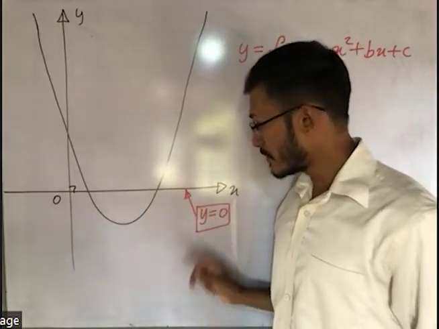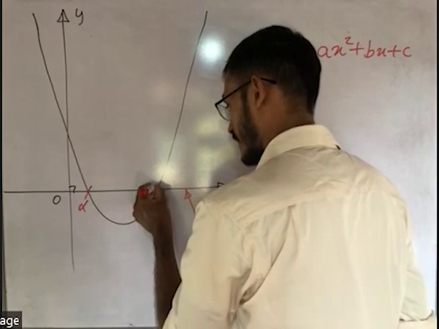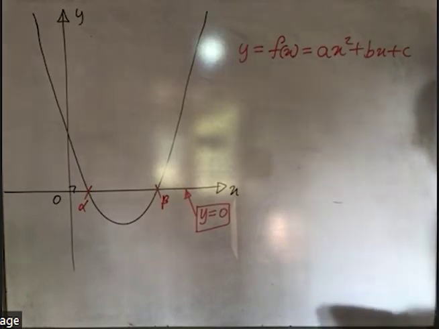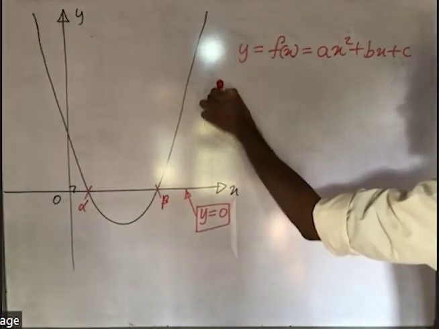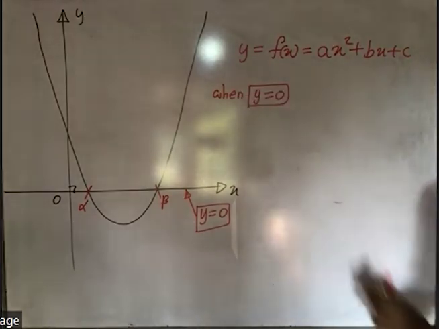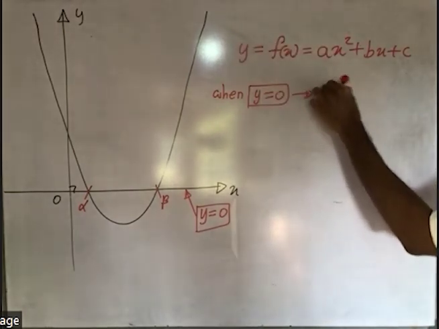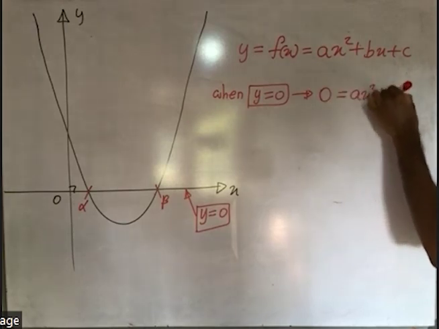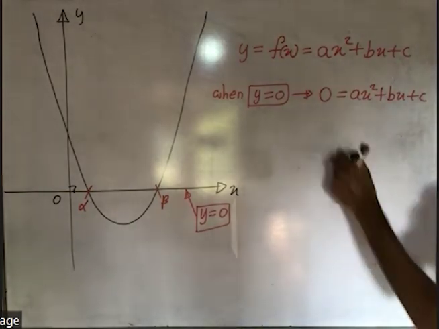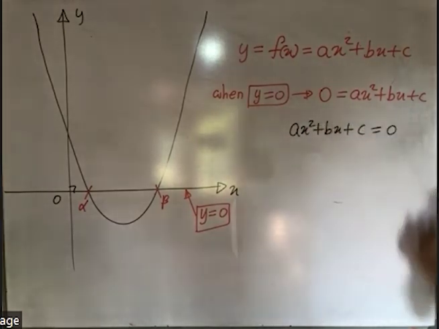So when y equal to 0, there are 2 values for x. We can take those as alpha and beta. These are the 2 values when y equal to 0. I'm going to write down that when y equal to 0, then f(x) becomes 0. So we can write 0 equal to ax square plus bx plus c. That means ax square plus bx plus c will be equal to 0.